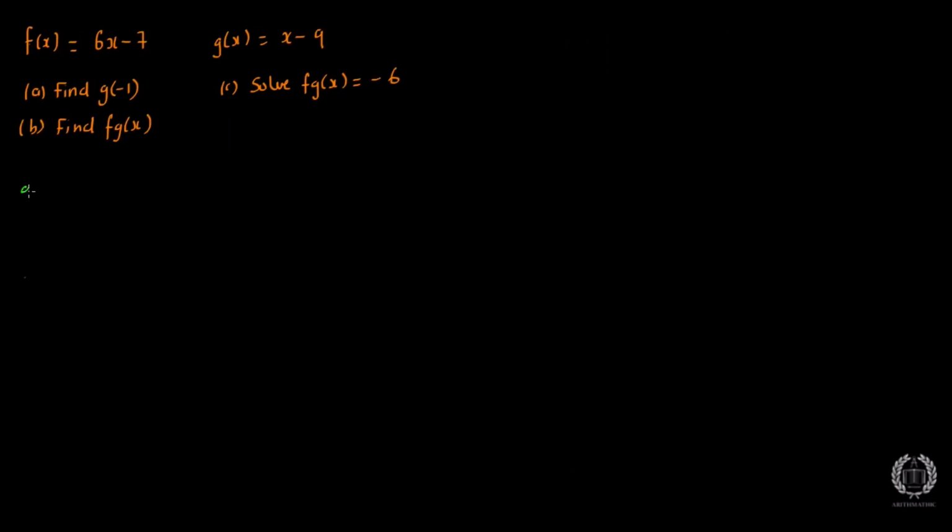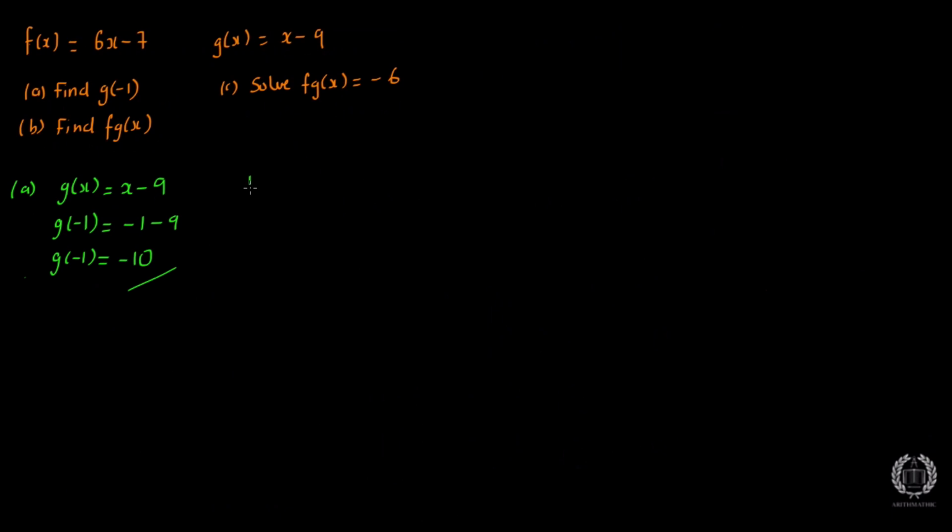If we do A, A is asking us to find g of minus 1. So what I'm going to do first is write my g of x function, which is x minus 9. And obviously because we want to find g of minus 1, remember what that means? We take minus 1 and we put it inside x. So that becomes minus 1 minus 9. Now if we simplify that, minus 1 minus 9 is minus 10. And that's our answer for the first one, for g of minus 1.